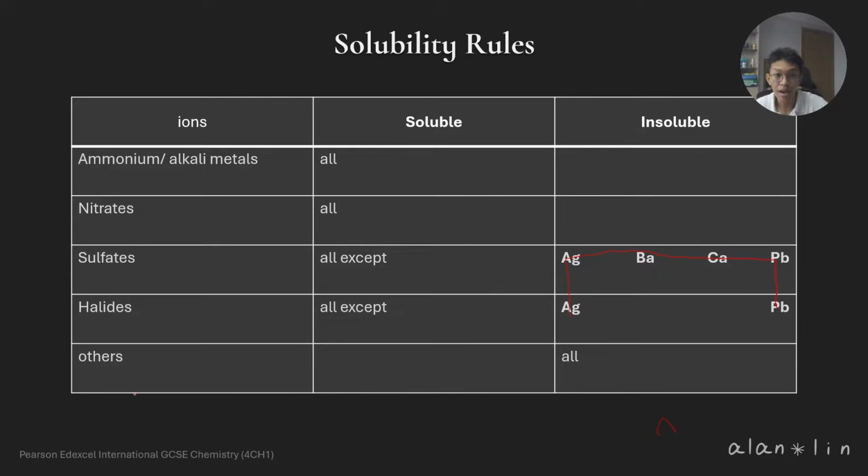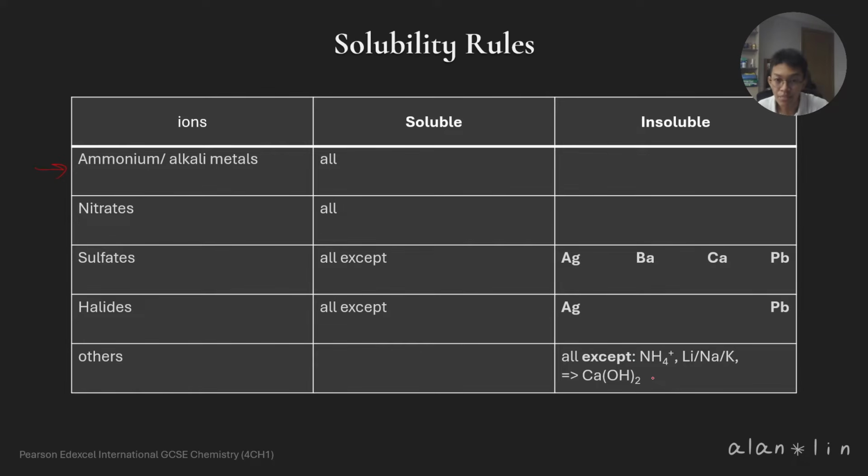As for other ions, specifically other polyatomic anions, we are going to note that all of them are insoluble. So your carbonates and your hydroxides are going to be forming insoluble salts, unless they are paired with ammonium ions or your alkali metal ions. And that makes sense because this rule up here overrides that rule, which says that all ammonium ions and alkali metal ions are soluble. So it doesn't matter what the anion is, as long as there's an ammonium, or a sodium or a lithium or a potassium, all of them are going to be soluble.